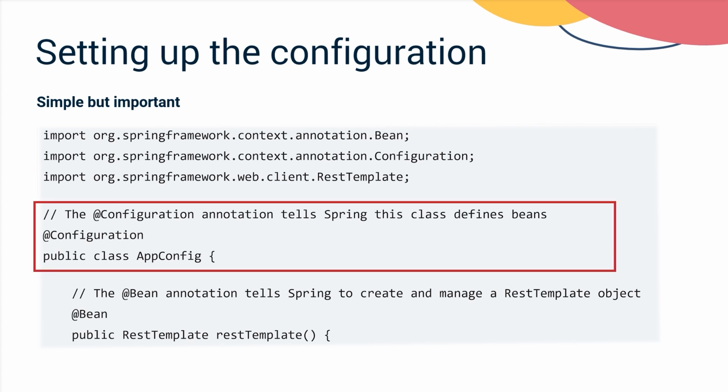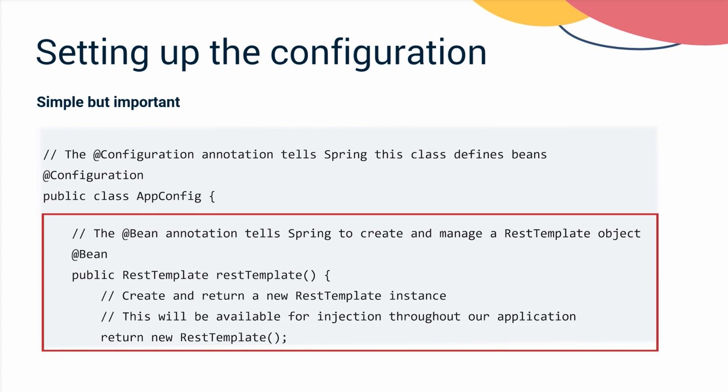The @Configuration annotation tells Spring that the class contains bean definitions. The @Bean annotation on the RestTemplate method tells Spring to call this method and manage the returned object. Creating a RestTemplate as a bean allows Spring to inject it wherever needed, like in the ticket classification service.